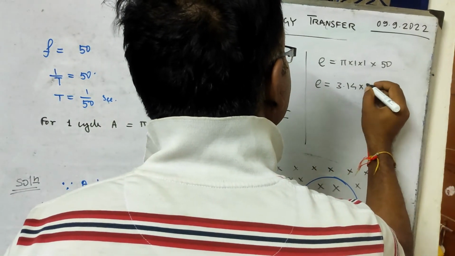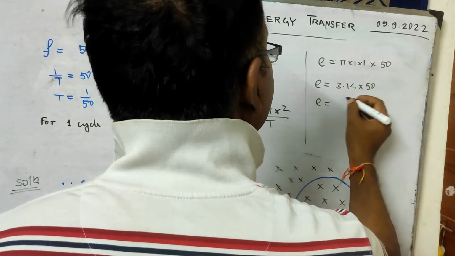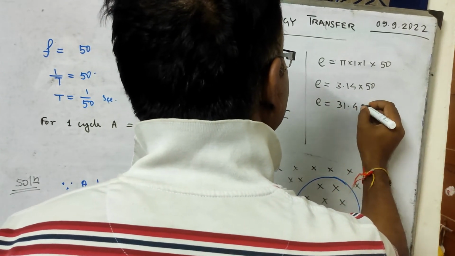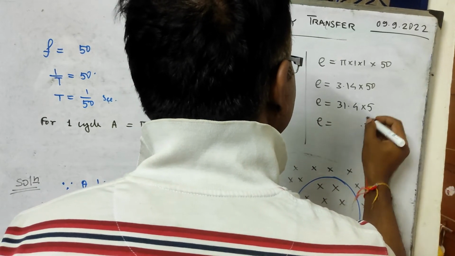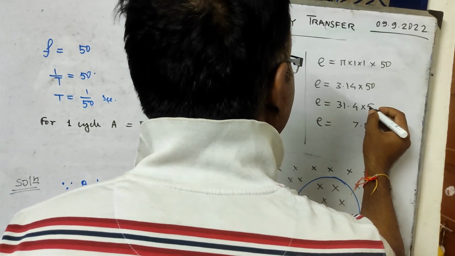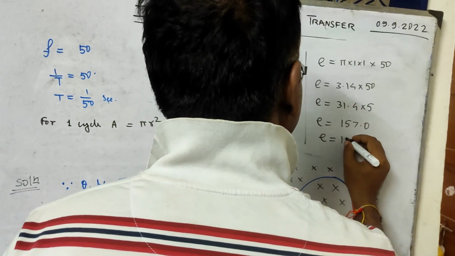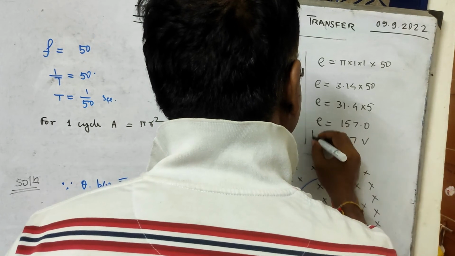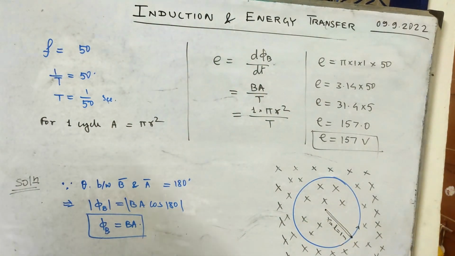So E is equal to 3.14 into 50, which is 31.4 into 5. Five 4s are 20, five 1s are 5, five 3s are 15. So E is equal to 157 volt. This will be your induced EMF between the center and the circumference. Got it?